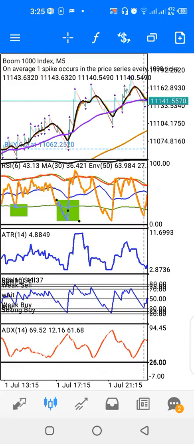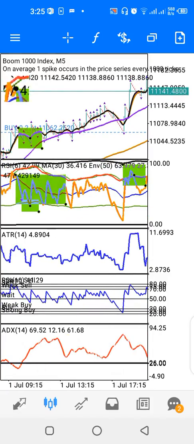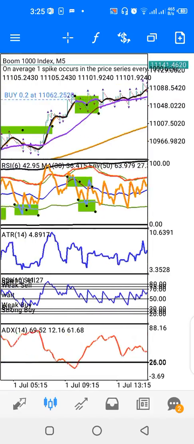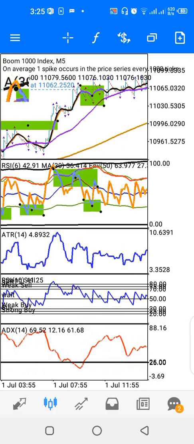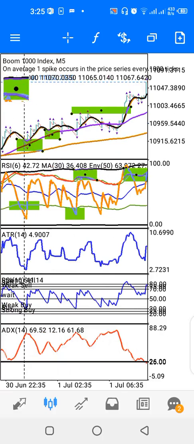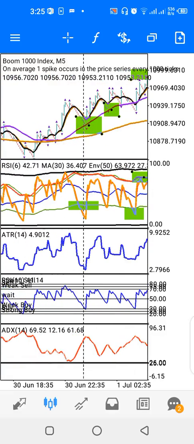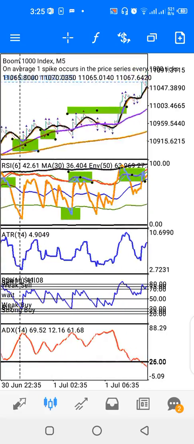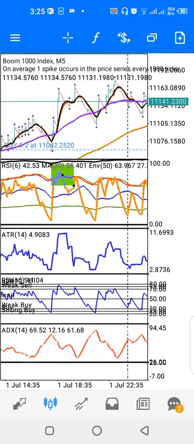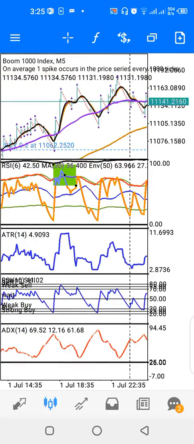For crash index, the reverse is the case. This is your sell area for crash index, where you have the red and the orange line going above the upper envelope band, like you have around here. That's your sell signal for crash index. But we are looking at boom index for the purpose of this video, so we only look for buy signals.